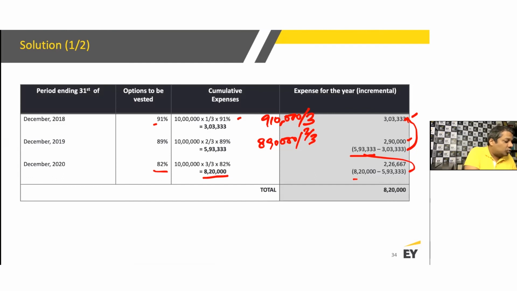Now, let's say actual exercise happens for only 75%. The cost which you have recorded, you are not allowed to reverse. Once it's vested, you are not allowed to reverse, even if not a single employee exercises the shares because the price of the stock crashed. Doesn't matter. All right. Once recorded, once vested, you are not allowed to reverse the cost of the share-based payment arrangement.